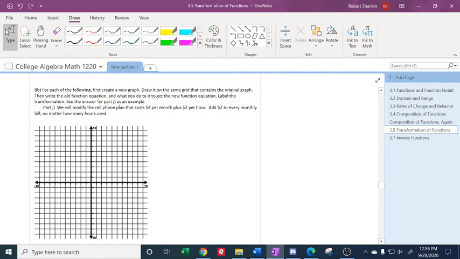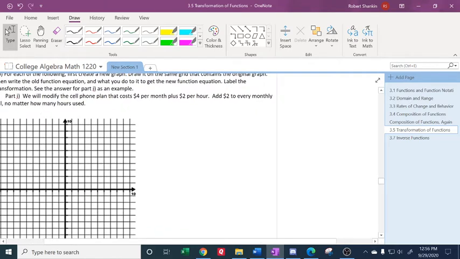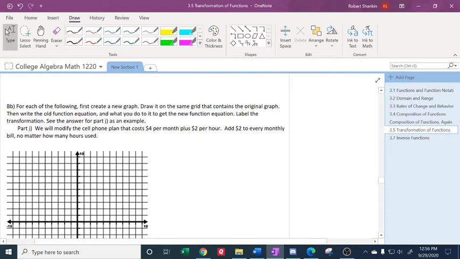Part B, for each of the following. First, create a new graph. Draw it on the same grid that contains your original graph. Then write the old function equation, what you do to get the new function, and label the transformation. So we're going to do part 1. I'm going to do this with you to make sure that you understand the directions.